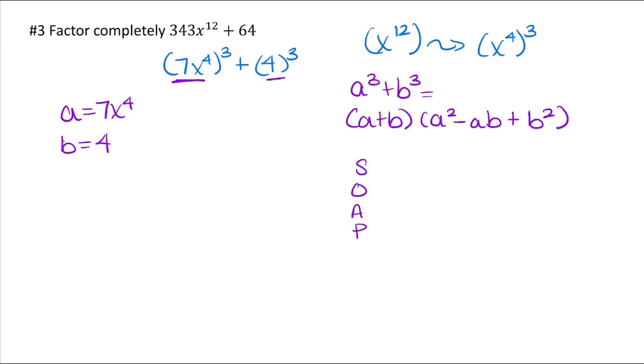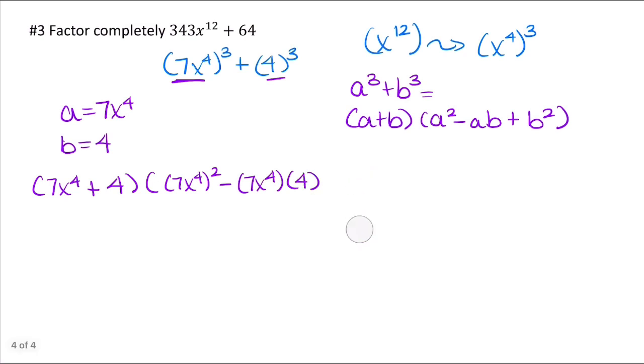Okay, so now let's go ahead and plug in. So we have 7x to the 4th, right? Because that's a plus 4. And that's going to be times, well, here we have 7x to the 4th squared minus, and then we have a, so 7x to the 4th times b, so times 4. I'm going to go ahead and erase this here. And then we have plus b squared, so plus 4 squared.